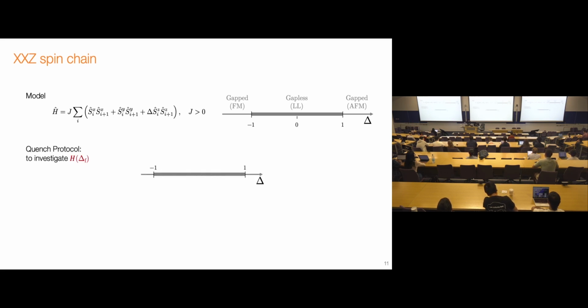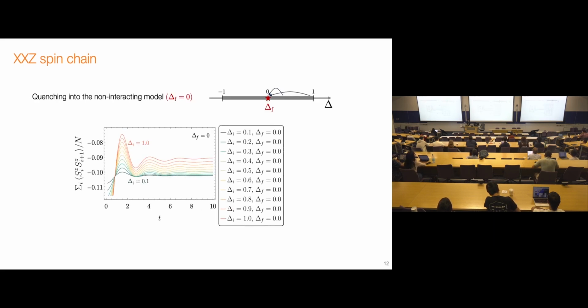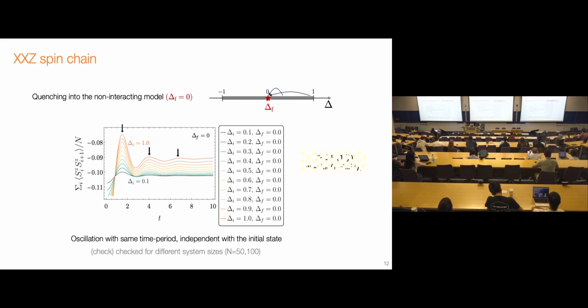We use a quench protocol, where we prepare a state which is the ground state at a different delta and evolve it over time with a delta F Hamiltonian. This is a way to investigate the spectrum of the Hamiltonian with delta F. We also use a probe that has the same symmetry as the Hamiltonian. And this is the result. We see very clear oscillations, and the period is 2.15 times 1 over J, which is omega of 2.5 J.